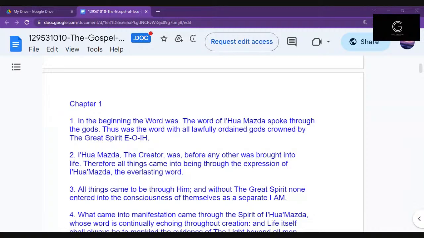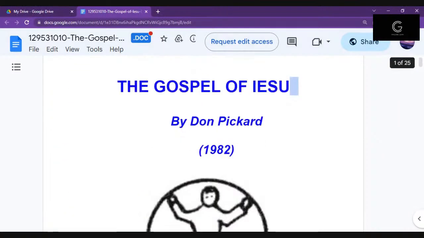Chapter 1. Hold on, let me go back just a little bit. This is the gospel of Iesu, right? Now, let's go into it real quick.